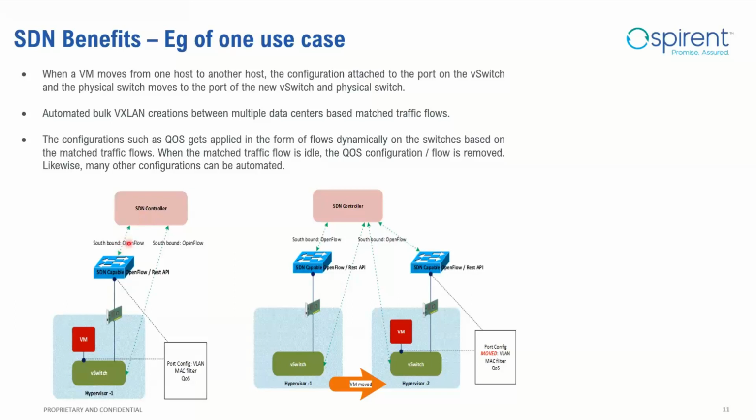And on the southbound, it uses OpenFlow or any other protocol like NETCONF or a custom API to program this switch. And this green line which you are seeing is the SDN controller controlling the switches. It's controlling the hardware switch. It's also controlling the vSwitch.